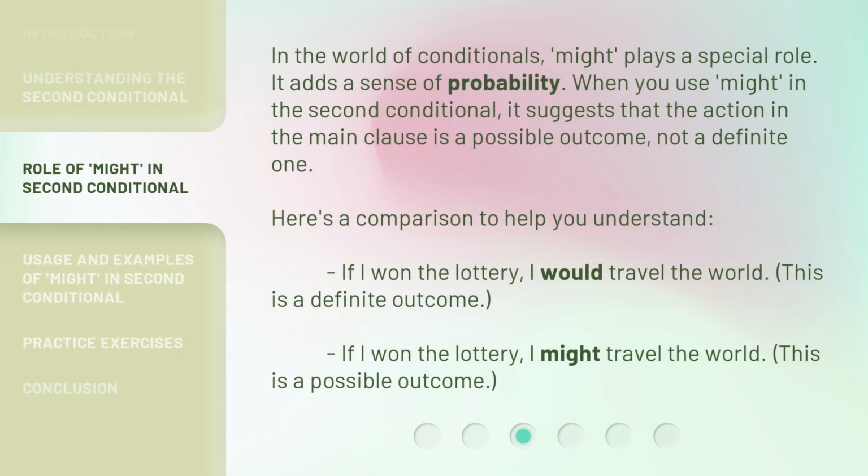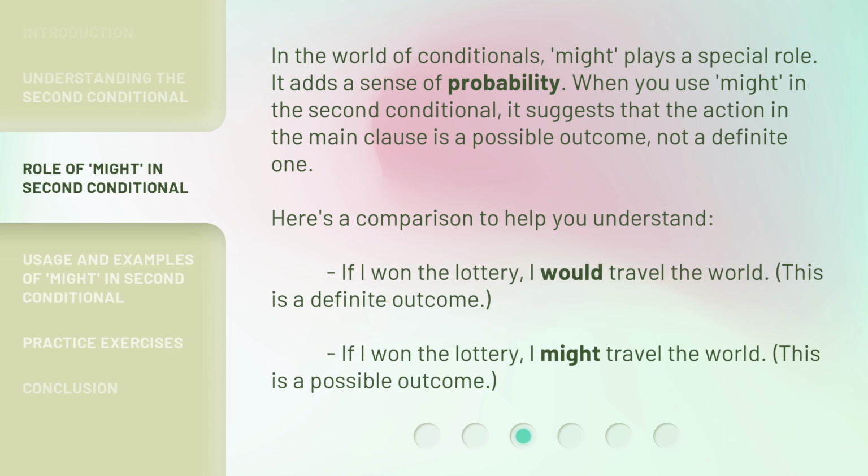In the world of conditionals, might plays a special role. It adds a sense of probability. When you use might in the second conditional, it suggests that the action in the main clause is a possible outcome, not a definite one.